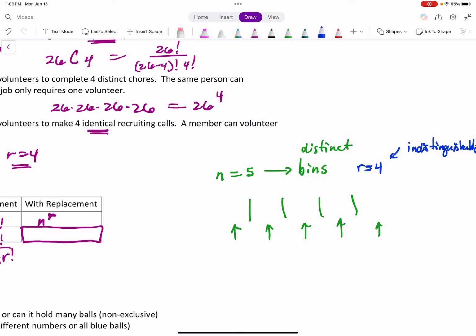Which means our order does not matter. Order, no matter. And since repetition is allowed, that means I get to use my distinct objects more than once, or I can place more than one object inside a particular bin.